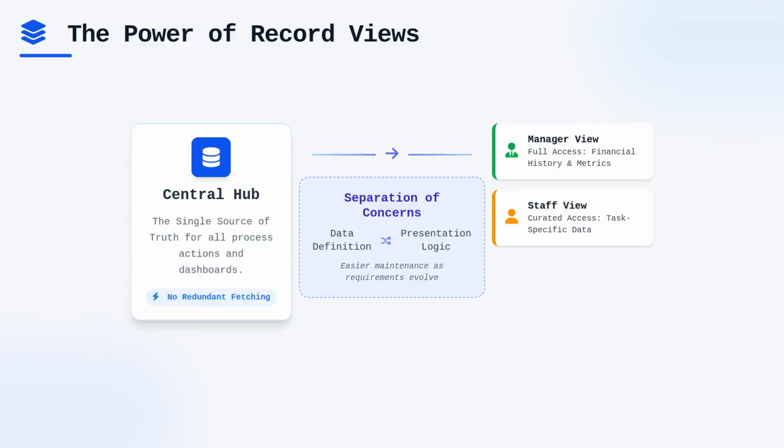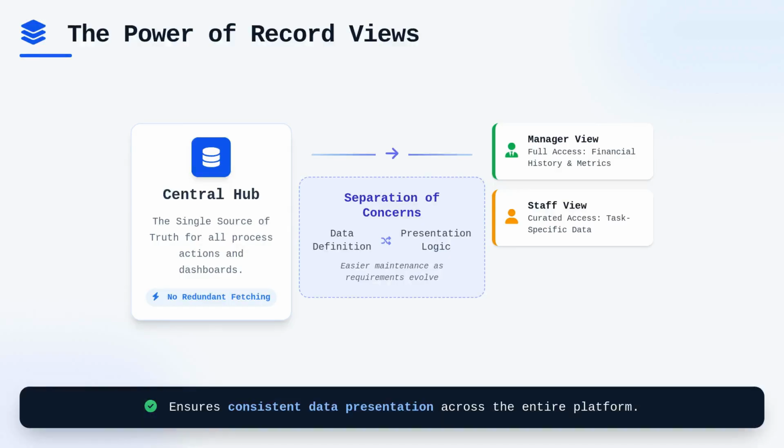You should treat the record as the central hub of your application, ensuring that all related process actions and dashboards can easily reference it without redundant data fetching logic. This centralized approach not only streamlines development, but also ensures that the data presented remains consistent across the entire platform.